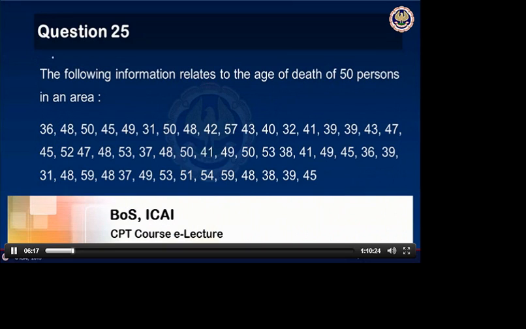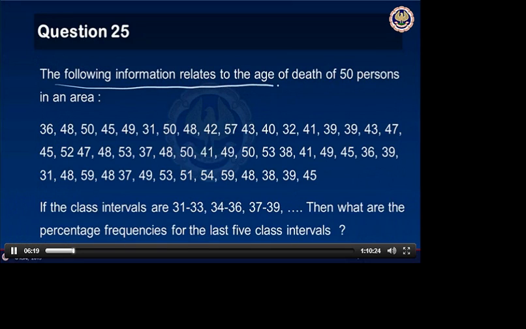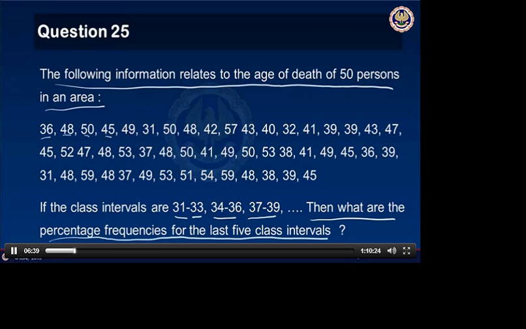So the question says, the following information relates to the age of death of 50 persons in the area. So these are the ages of death. Okay. If the class intervals are 31 to 33, 34 to 36, 37 to 39, then what are the percentage frequencies for the last 5 class intervals? So we will now solve this question.